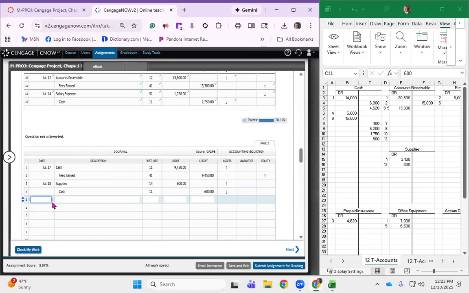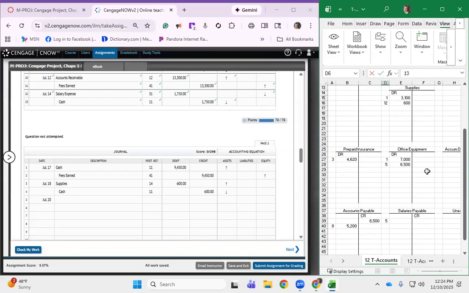Let's get ready for our new date. Our new date is July 20th. Okay, it says recorded services on account for the period July 13th through the 20th. So these are recorded services provided on account, 6750. Okay, 6750. So up goes accounts receivable. How much? 6750. And I'm going to put the transaction number 13.